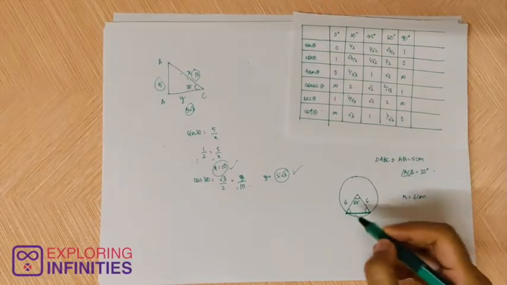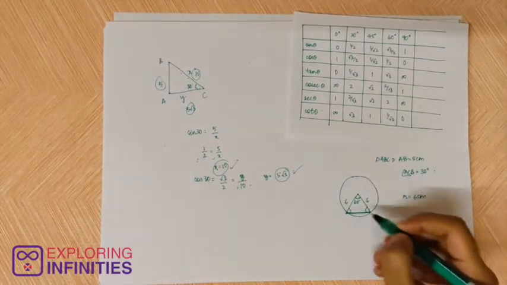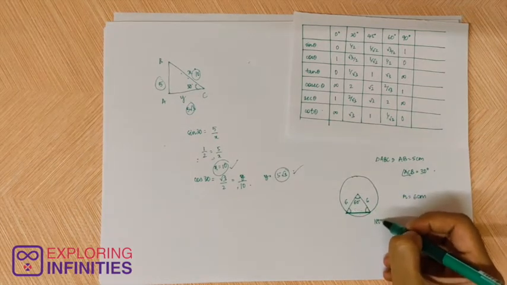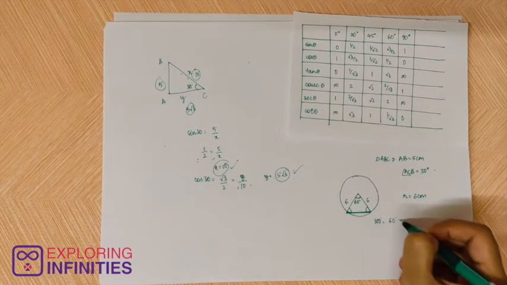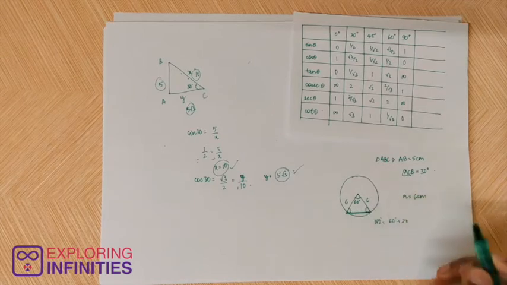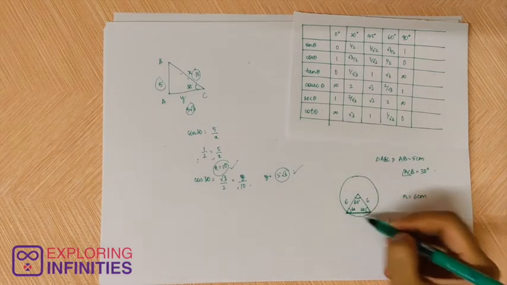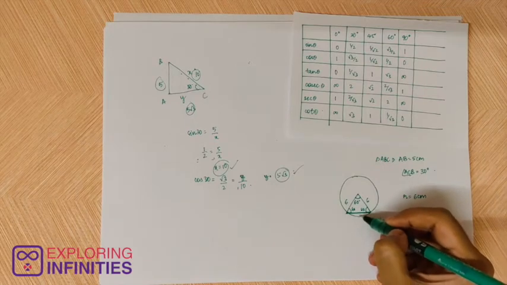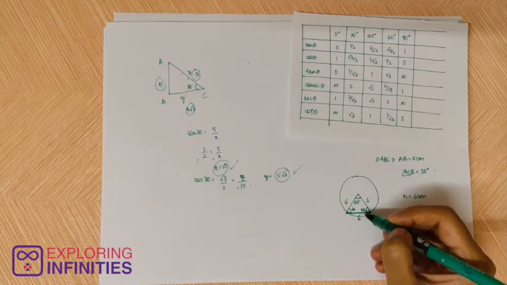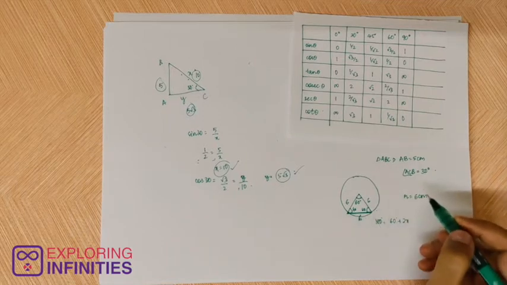So we can clearly say that these two angles are 60 degrees each, because 180 degrees is equal to 60 degrees plus 2x, because this is an isosceles triangle, right? So this angle is also 60, this angle is also 60. So what does this mean? This is an equilateral triangle. So this is also 6. So the length of chord is 6.